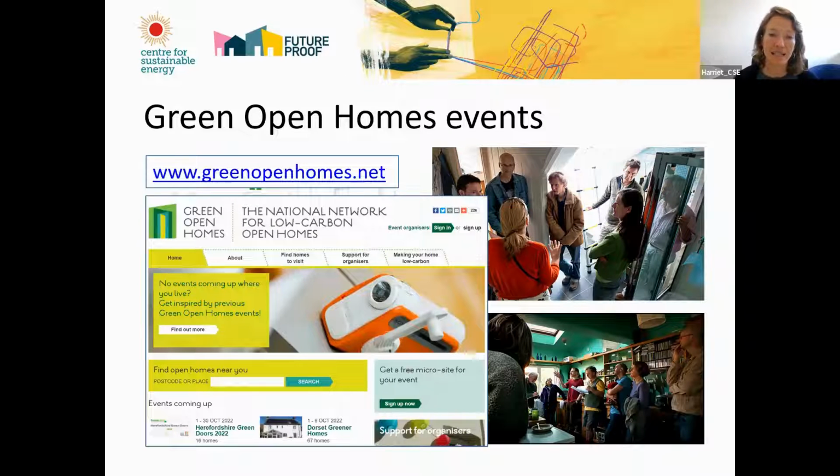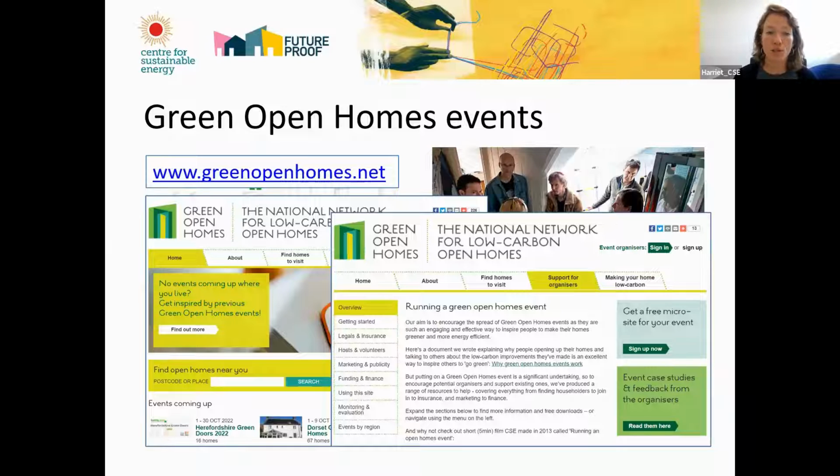And CSE actually set up a website, greenopenhomes.net, which you can use to host an event. If you're running an event, you can use our website to put your event on it so that people who want to visit the homes know what homes there are to visit, where they are, what they can expect.